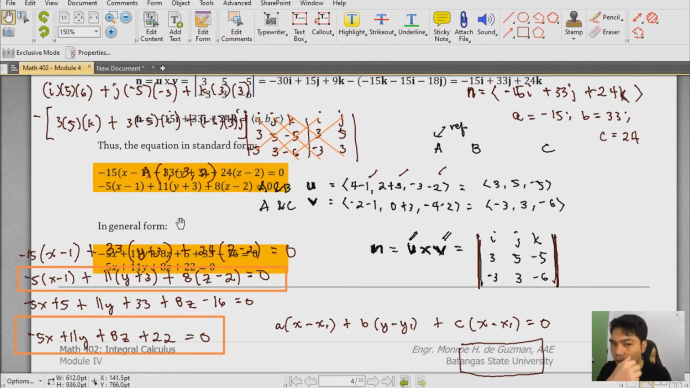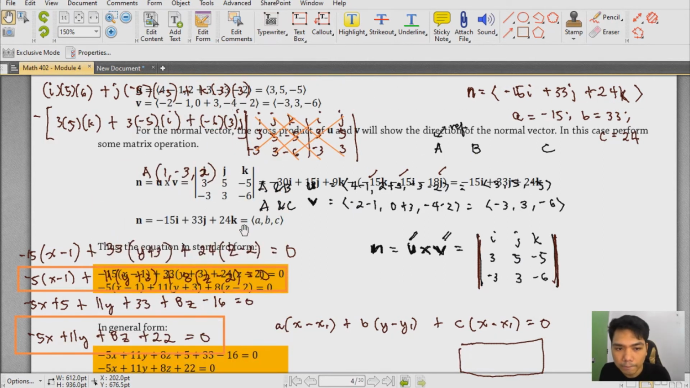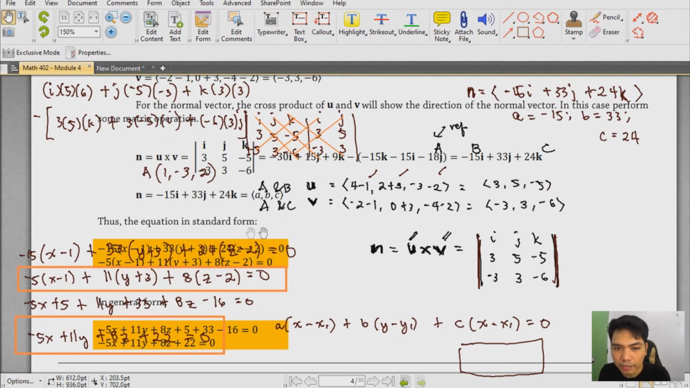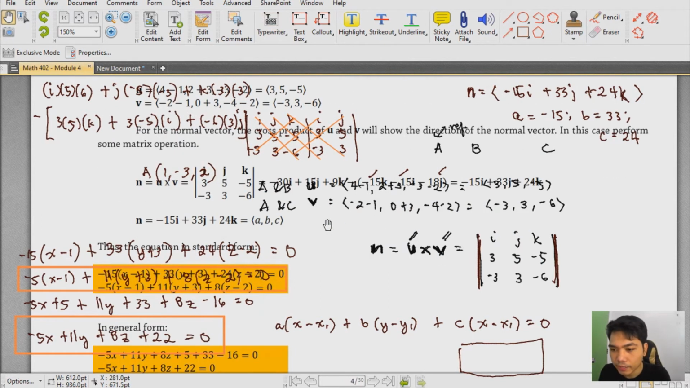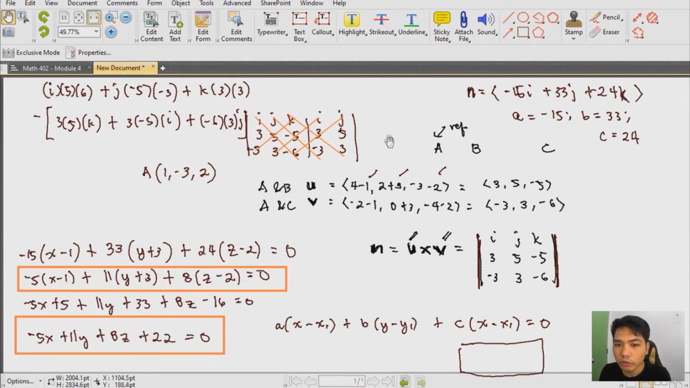And hopefully you could check that in your handout because I also changed it. Kasi parang mali yung na-add dito sa part ng matrix na determinant. So yun, ito yung ating plane.